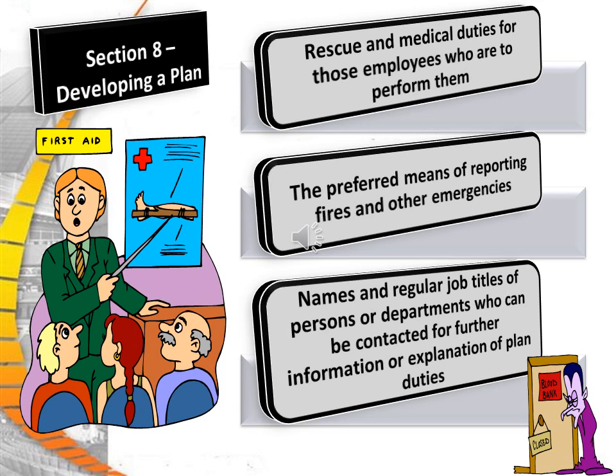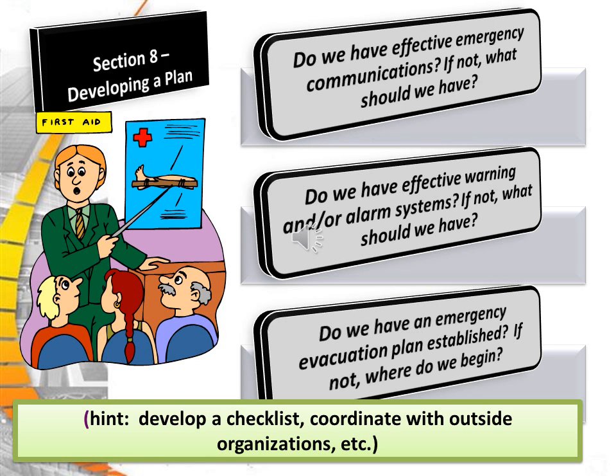rescue and medical duties for those employees who are to perform them, the preferred means of reporting fires and other emergencies, the names and regular job titles of persons or departments who can be contacted for further information or explanation of planned duties. Developing a plan will include asking questions such as, do we have effective emergency communications? Do we have an effective warning and/or alarm system? If not, what should we have?